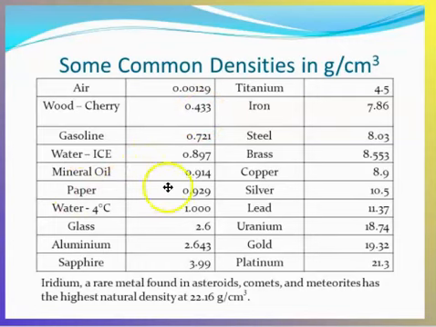How about things like paper? Paper, unless it's waterlogged, will float. So anything less than 1 will float in water. Anything greater than 1 will sink in water. So that's very important to know, that the density of water is 1. Things with a density of less than 1 will float, and things with a density of greater than 1 will sink.